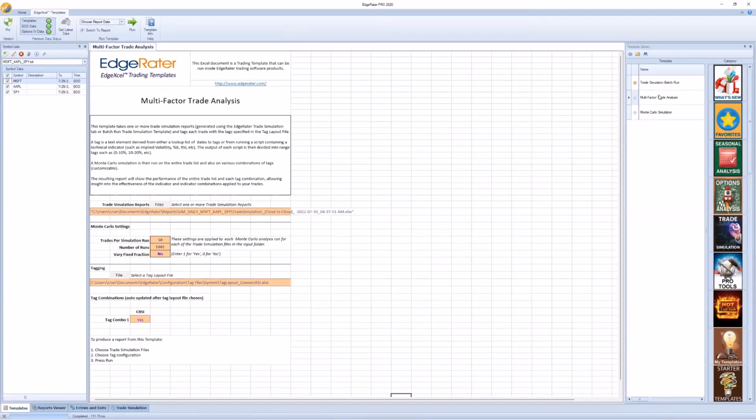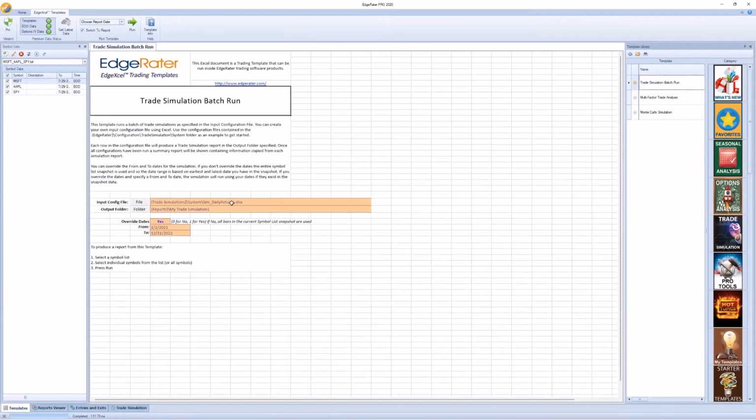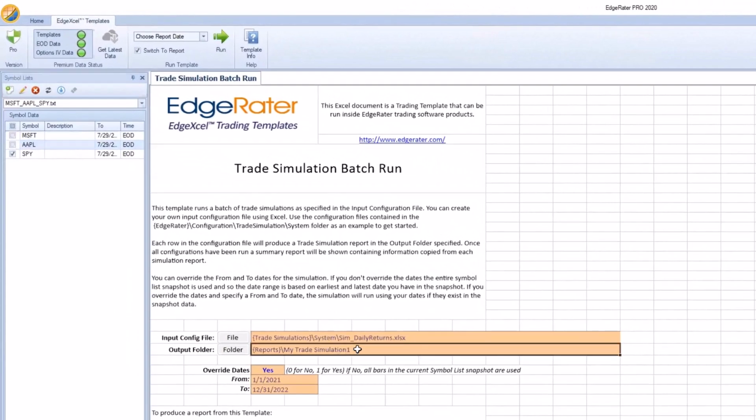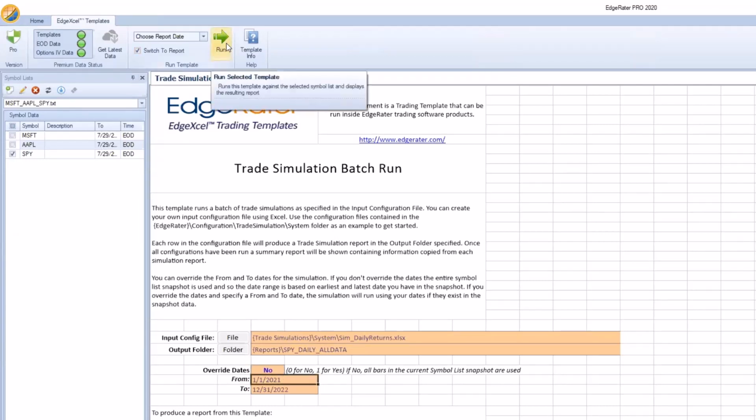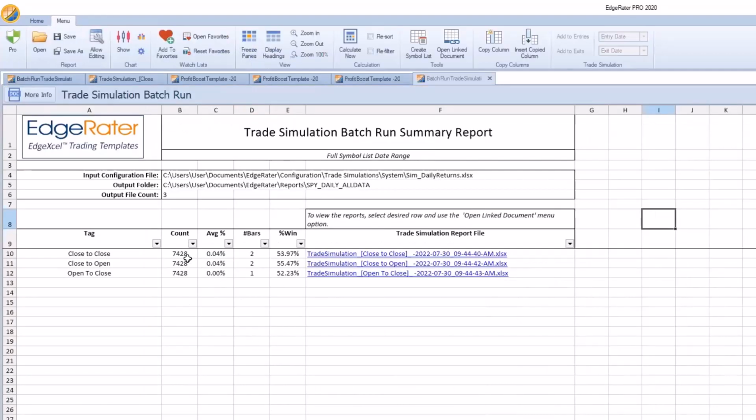All right, so what I'll do is I'll come to my trade simulation batch run. I'll use the sim daily returns. I'm only going to choose SPY from this list, and I'll say this is SPY daily all data, and I will not override the dates here. So it's going to use the entire amount of data that's in my data snapshot. I'll hit run. So it's gone through all of the bars there. 7,428 bars have been traded in SPY since inception.